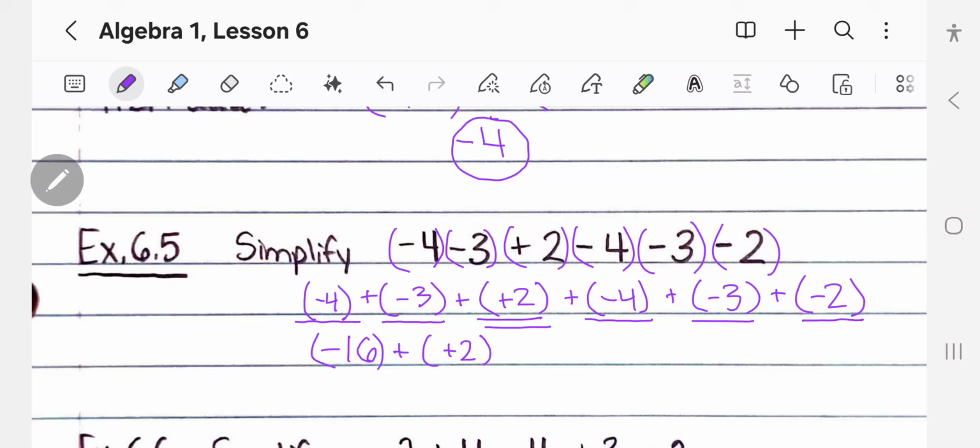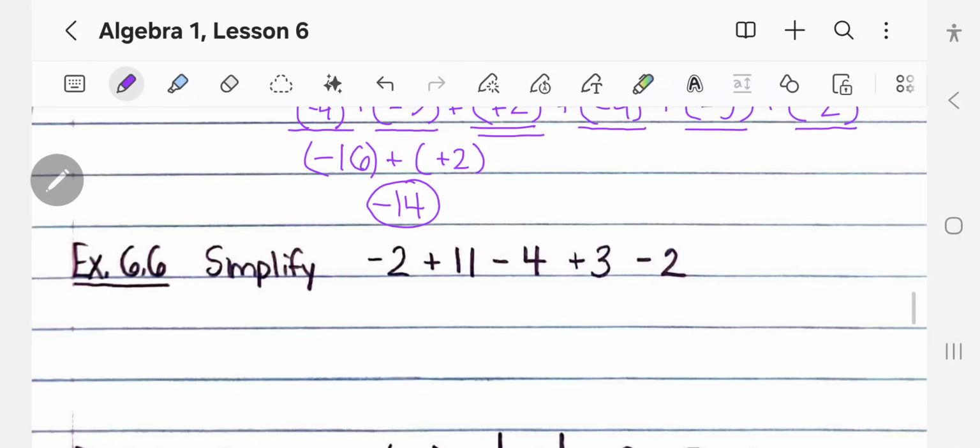Okay, so negative 16 plus positive 2. I have a negative and a positive, so I'm going to subtract their absolute values. So 16 minus 2 is 14. Negative 16's absolute value is 16. It is the largest absolute value, so it's going to keep the negative symbol.